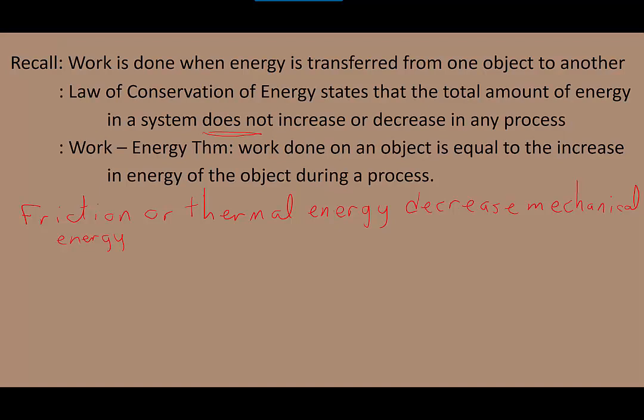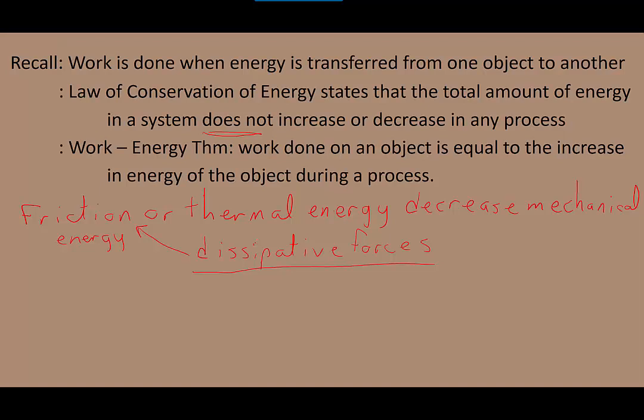Friction and thermal energy and other types of things that cause a decrease in mechanical energy are what we call dissipative forces. Dissipative meaning that they get rid of. So they decrease our mechanical energy, meaning that they're getting rid of some of our mechanical energy. It's not going away completely. It's not disappearing, but it's changing to a form that we don't typically think about. So let's take a look at how this appears in an equation.